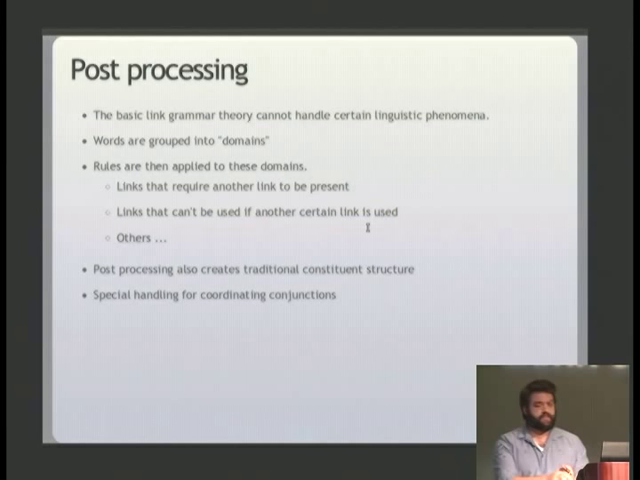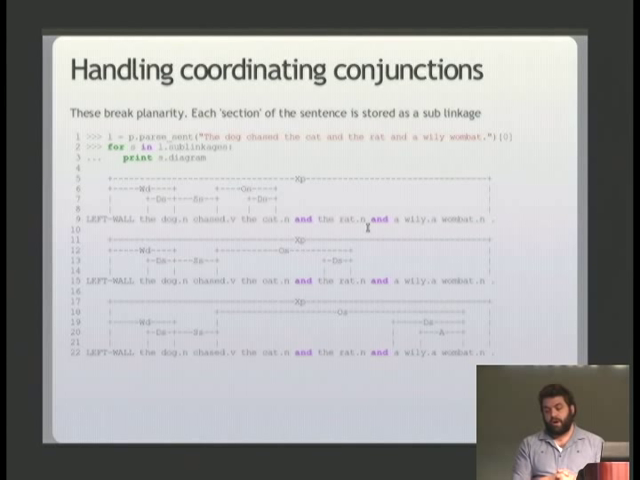So let's say we had a sentence like this: the dog chased the cat and the rat and a wily wombat. The problem with this is that it will break planarity, because chased needs to be connected to rat and cat and wombat, but that's going to end up crossing some of the other linkages between these words. And the way that the LinkGrammar guys addressed this was by creating sub-linkages, which I've exposed in a simple way through the Python interface.